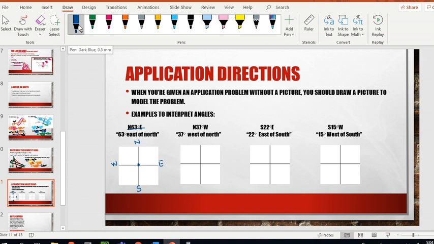So this means 63 degrees east of north. So if I'm going north, I'm headed north, headed up this way, I want to go 63 degrees from here.